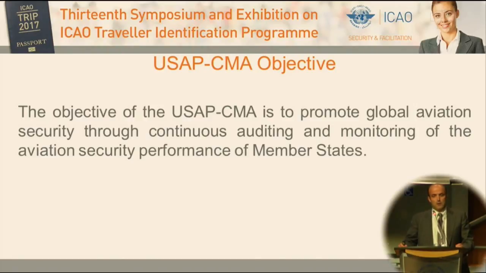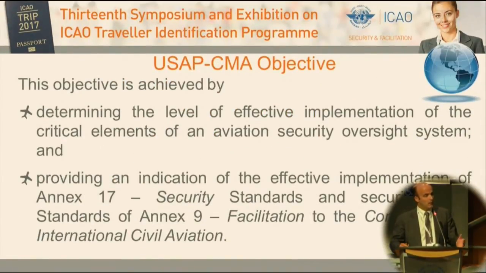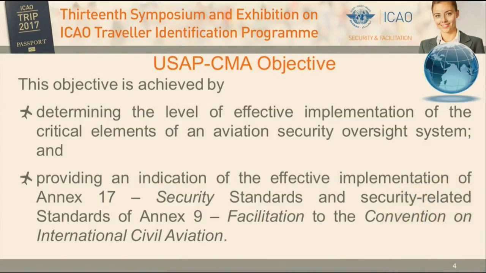But more importantly, it's to understand that we're not assessing operational implementation in the sense that we are not testing systems. We are using our tools by observing, questioning, and reviewing documents to determine if all the pieces are in place in order to ensure that the system is working correctly. And with that in mind, this is what's really important to bring to this audience: we are using two graphs. One is determining the level of effective implementation of the critical elements in the aviation security oversight system.